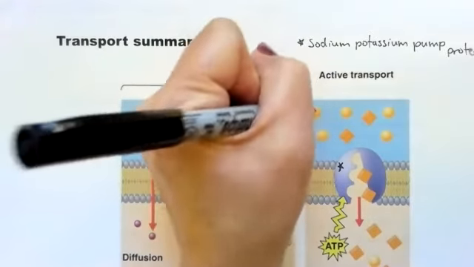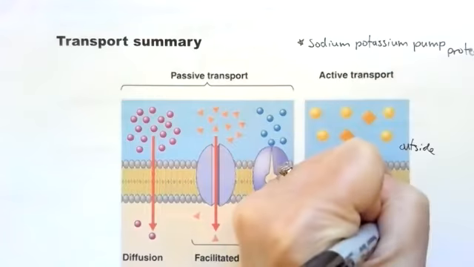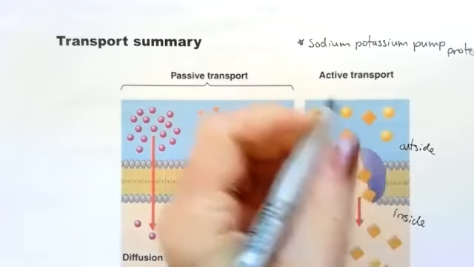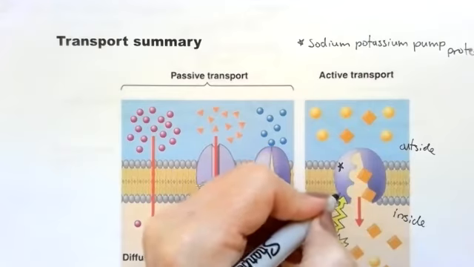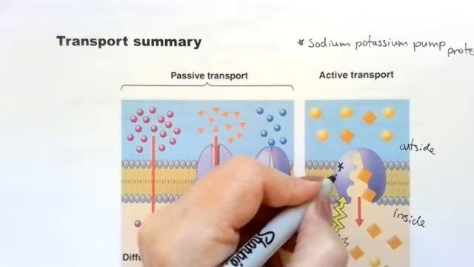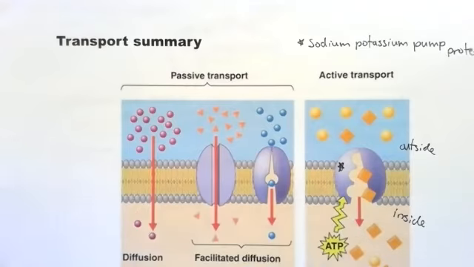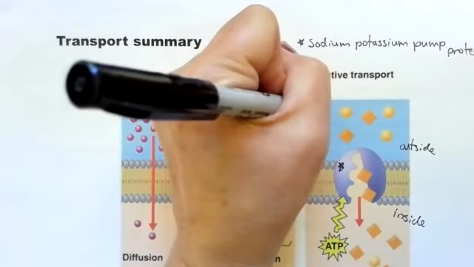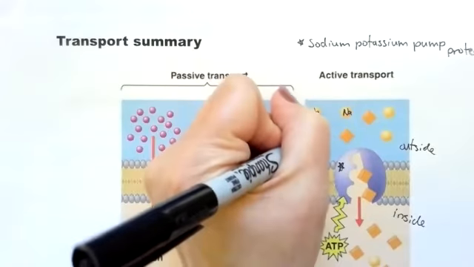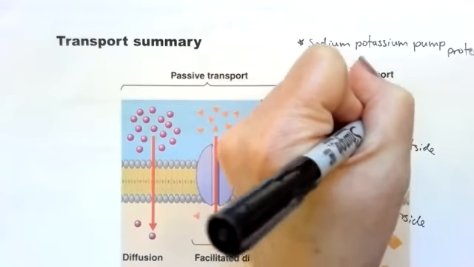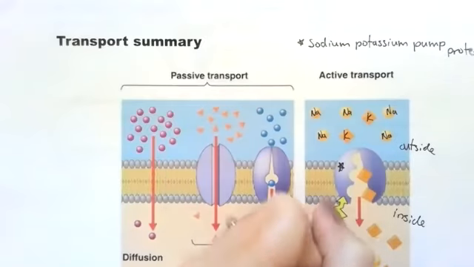But this is outside the cell. This is inside the cell. This is my phospholipid bilayer. So this is going to be an integral protein. We talked about carrier proteins. We talked about ion channels. This would be, I suppose, in the category of a pump protein. But in this case, all of these little circles are sodium. And these guys are potassium.